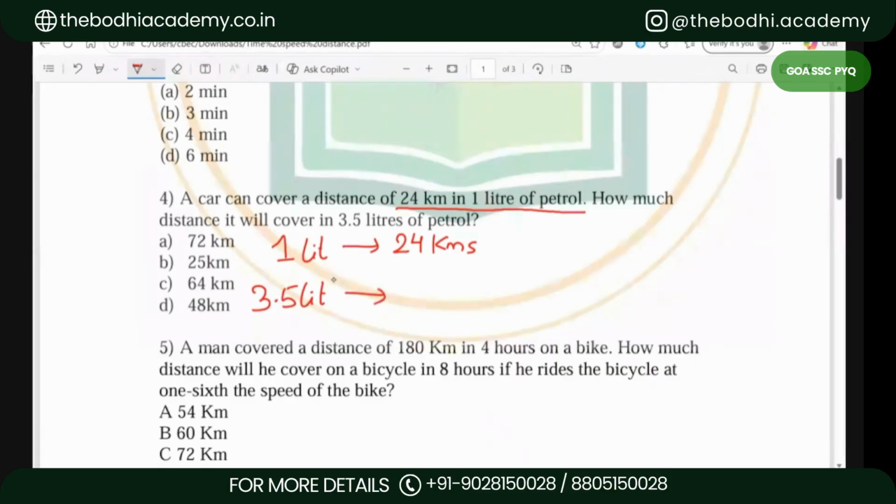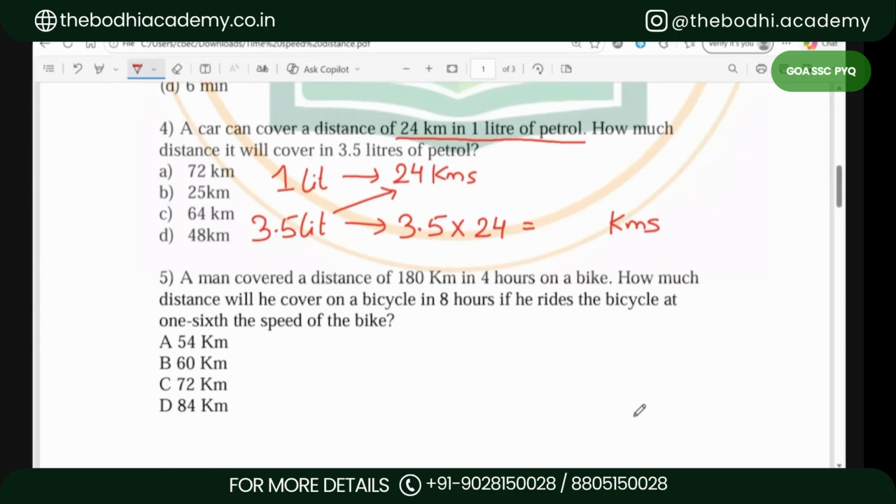So it will directly multiply. 3.5 into 24. You have to multiply it, and whatever answer you get is your answer. This many kilometers your car will run. Okay, so this is a very basic question.